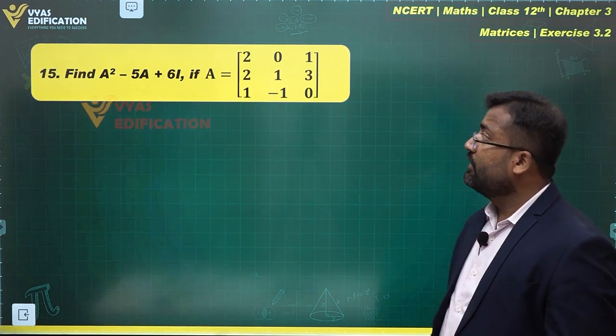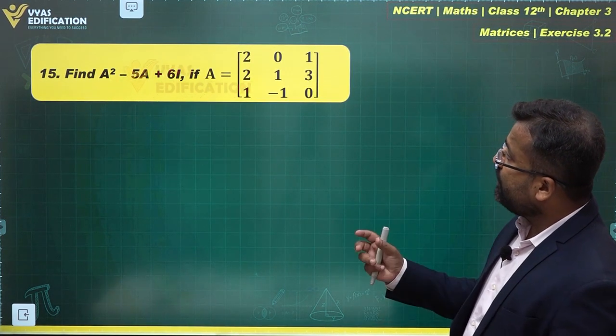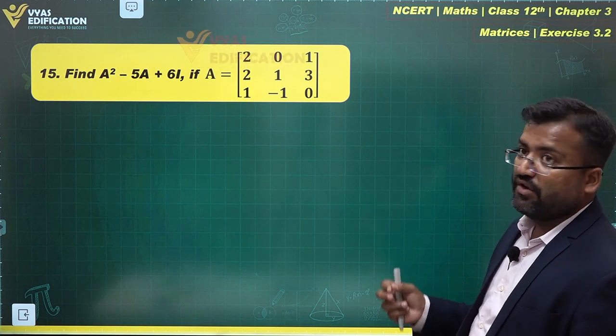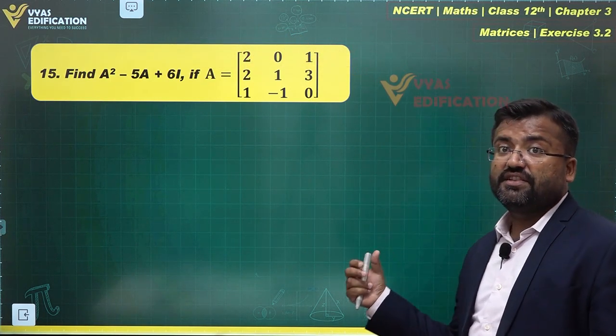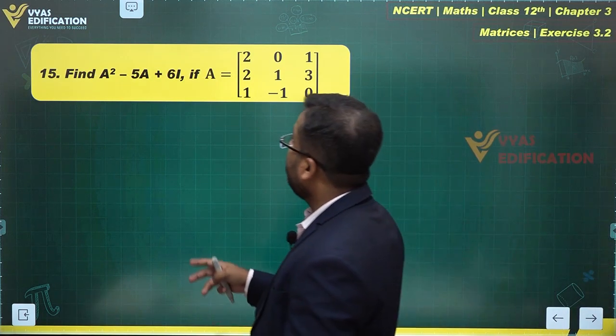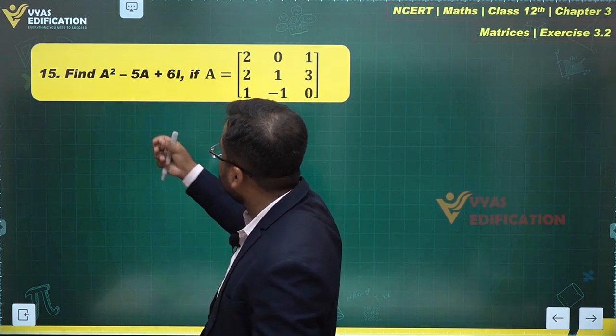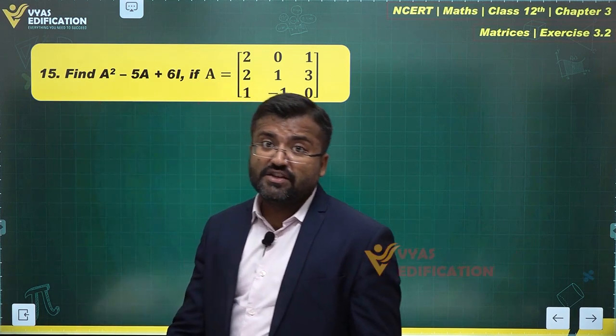Let us solve this question. Find A squared minus 5A plus 6I, where I is the identity matrix and A is this matrix. A is a 3 by 3 matrix, and for finding A squared minus 5A plus 6I, A is already given. We'll have to find A squared first.